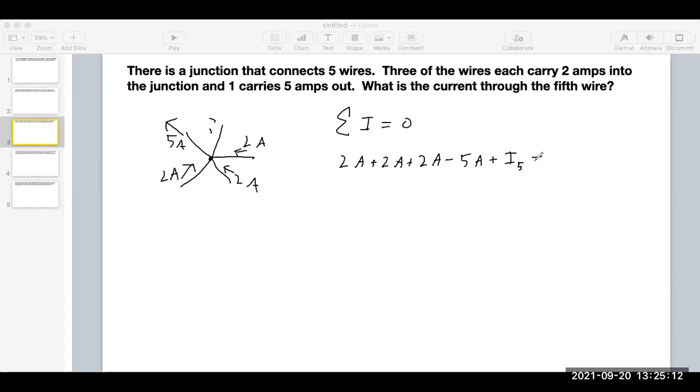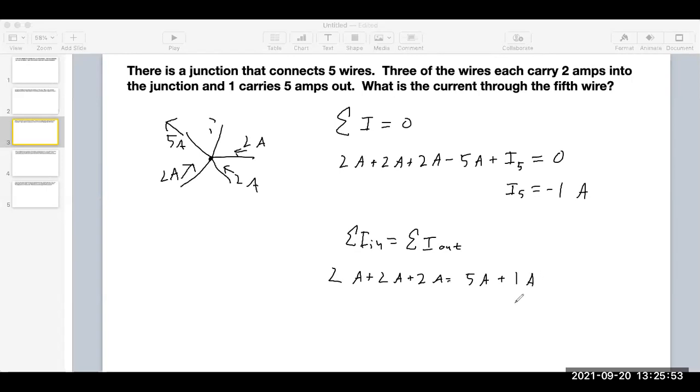plus the current through the fifth wire equals 0. And the only way to balance that out is for I5 to be minus 1 amp. Looking at it the other way, we have 6 amps going in, we need 6 amps going out. So if we already have 5 amps going out, we just need 1 more amp.